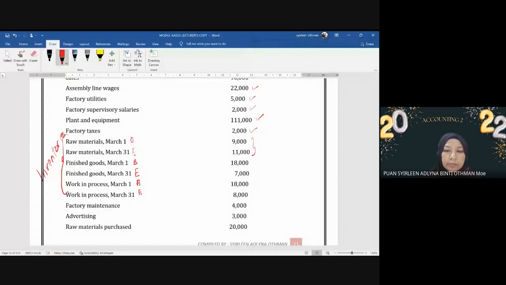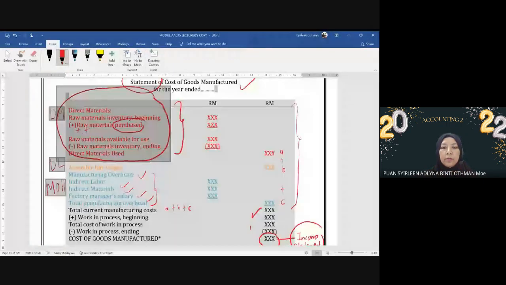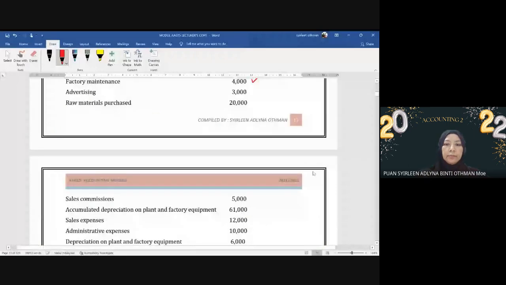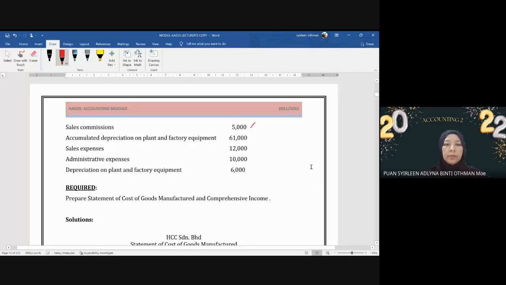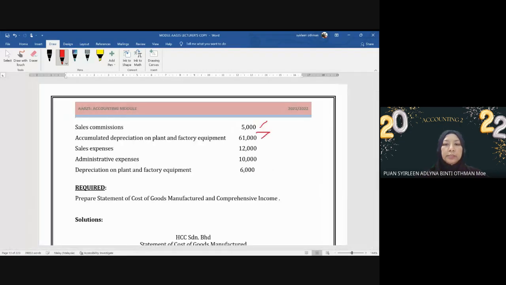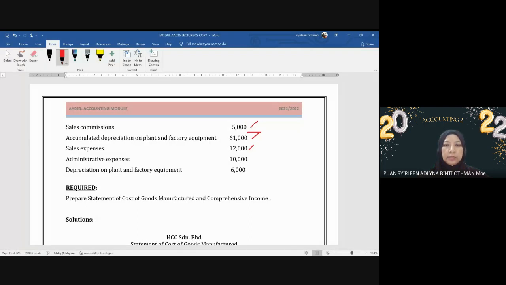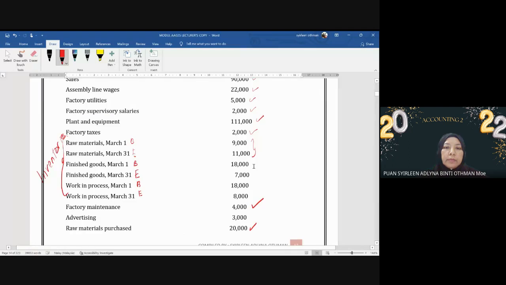And then you have your factory maintenance, advertising and raw material purchase. Okay, sorry. Raw material purchase. Okay. Lepas tu kita ada sales commission, accumulated depreciation, sales expense, admin expense, depreciation on plants and factory equipment. Okay, soalan minta you sediakan COGM. Okay, statement of cost of good manufactured and statement of comprehensive income. Okay, so I kena tengok balik item tu apa yang masuk di mana.